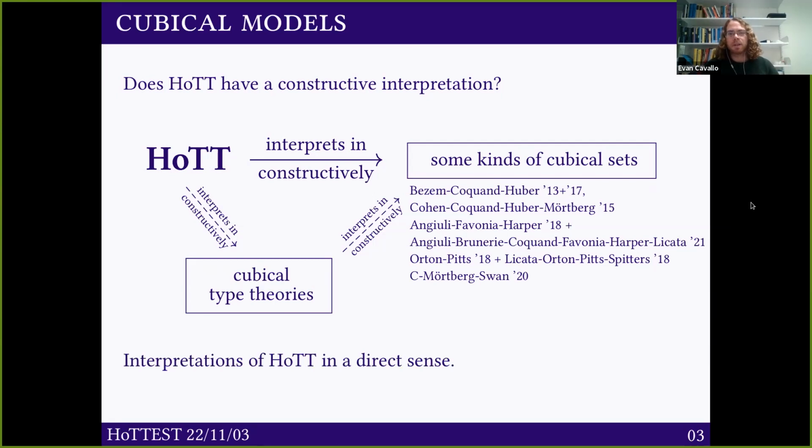And as these things were originally written down in all these papers, they're interpretations of HoTT in, again, this direct sense of: here's what this judgment means, and here's how I interpret the rules.